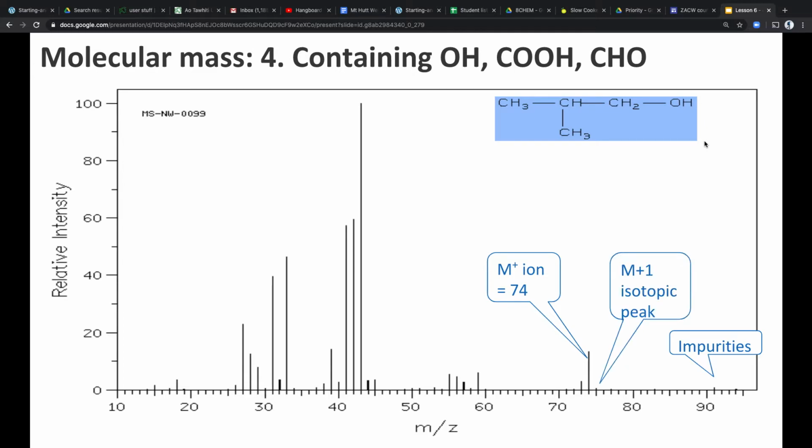So we've got a tiny blip, M plus 1, so the mass of the molecular ion plus 1 unit because it has C13. M minus 1 is due to the loss of a hydrogen from the OH group.